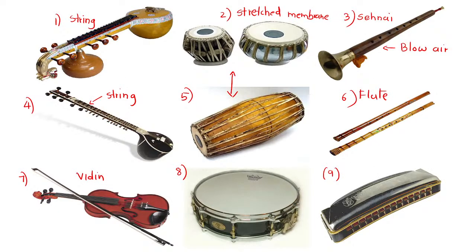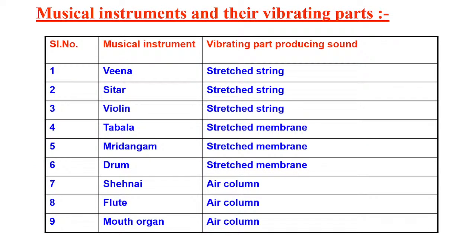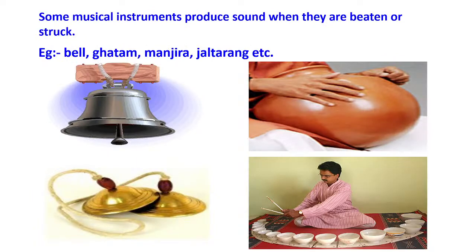These are the pictures, and that's the table where you have the musical instruments and their vibrating parts. Now, some musical instruments produce sound when you beat them or hit them with some hard object. For example, a bell that you see in a school, a temple, religious places or churches. How does it produce sound? It's made up of metal. When you strike it with a hard thing, it will vibrate and produce sound.